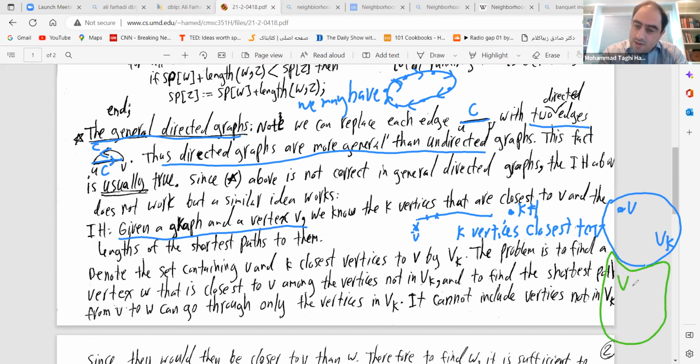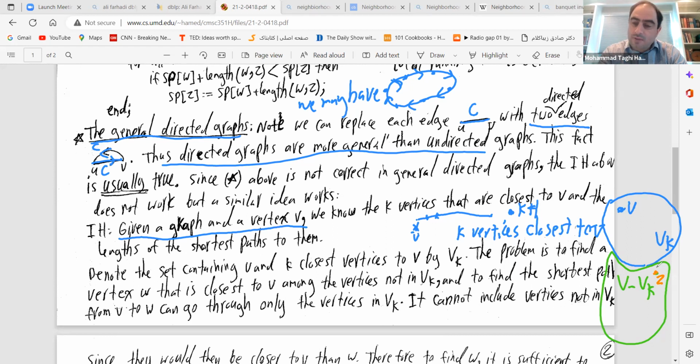So this is V minus Vk. What is the goal? The goal is that we want to find a vertex here. We call it again the vertex Z. So we want to find a vertex Z here, such that this vertex is the k plus 1 vertex in terms of being closest to V.